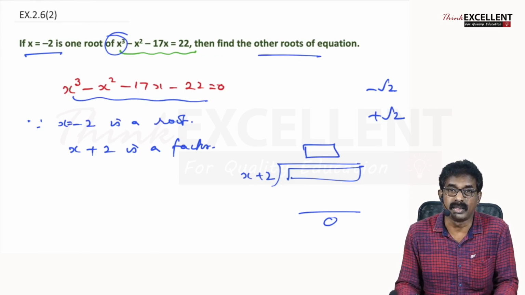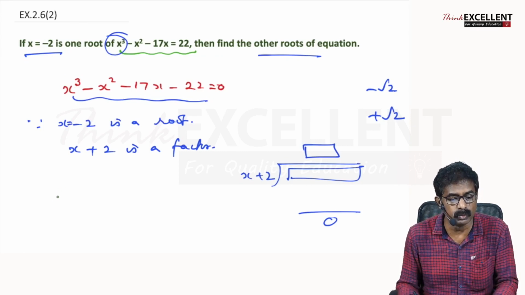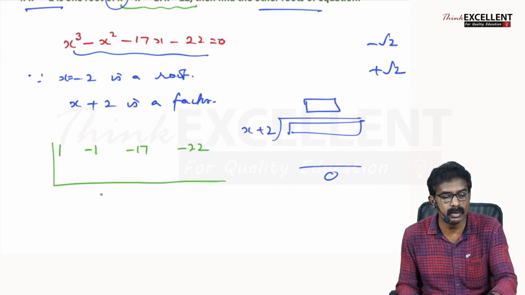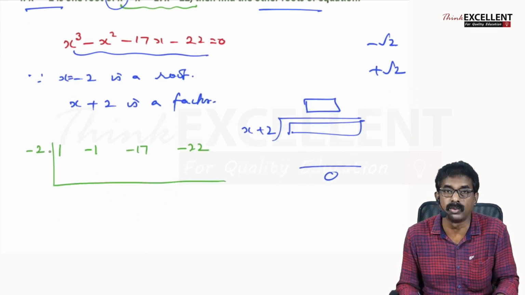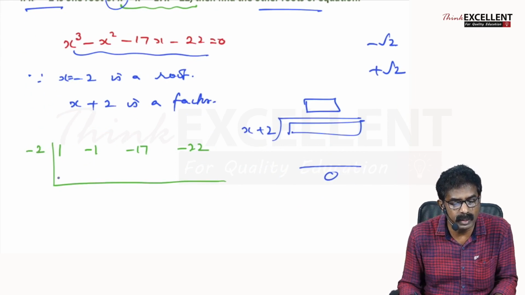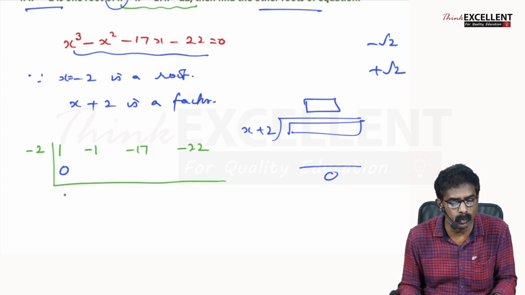So the coefficients you see, if any term is missing, you put 0. Sign also you take. The x cube coefficient is 1, x square is minus 1, x is minus 17, constant is 22. Just draw lines like this. Now x equal to minus 2, so you write minus 2 here. x plus 2 is a factor, means you write minus 2 here. And always in this place you write what? 0. Add it, 1 plus 0, 1.